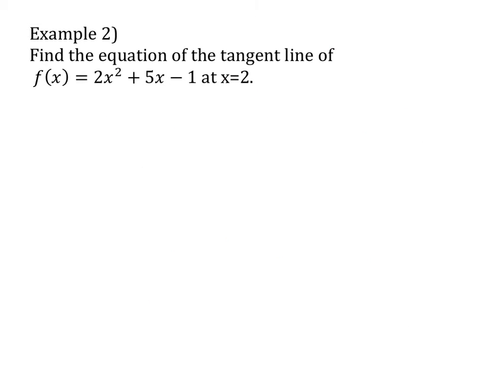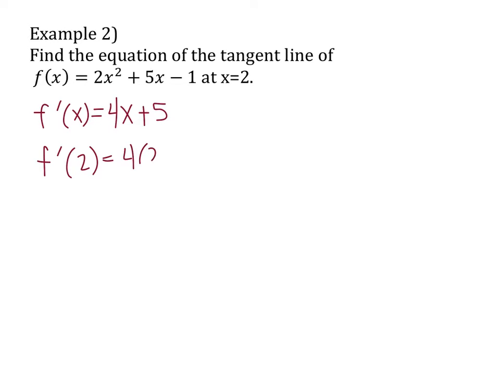Looking at a second example, find the equation of the tangent line, f of x equals 2x squared plus 5x minus 1 at x is equal to 2. So what I'm going to do first is, again, find my derivative. f prime of x is equal to 4x plus 5 using the power rule. I'm going to evaluate that at x equals 2 to find my slope when x is equal to 2. Plugging that in.